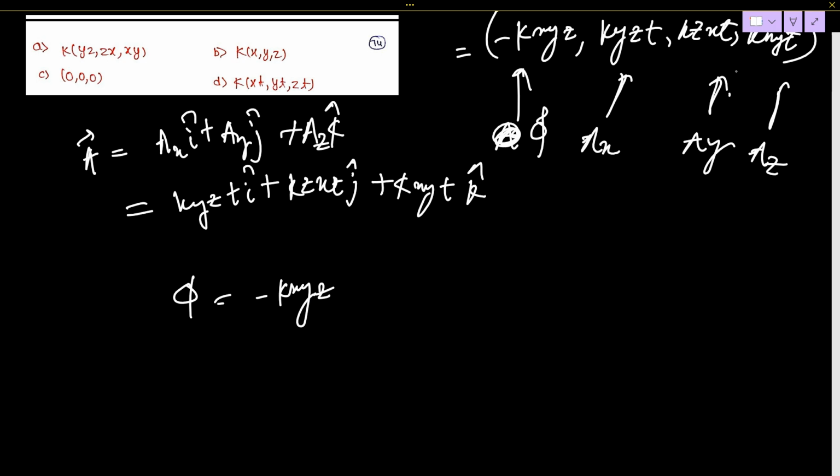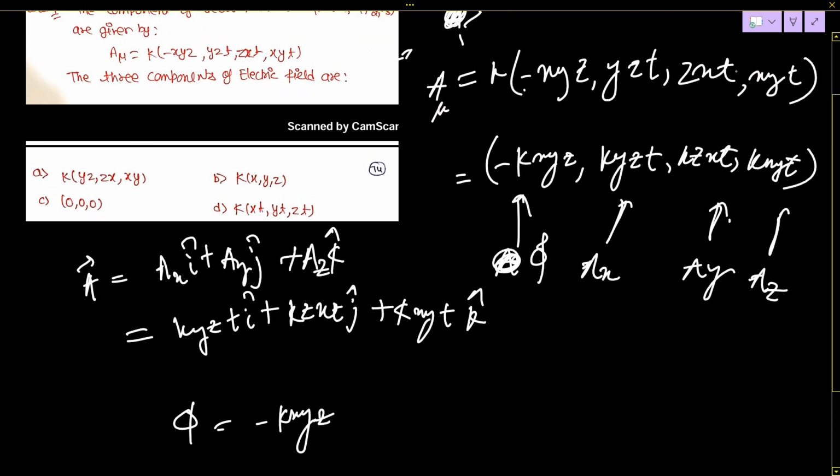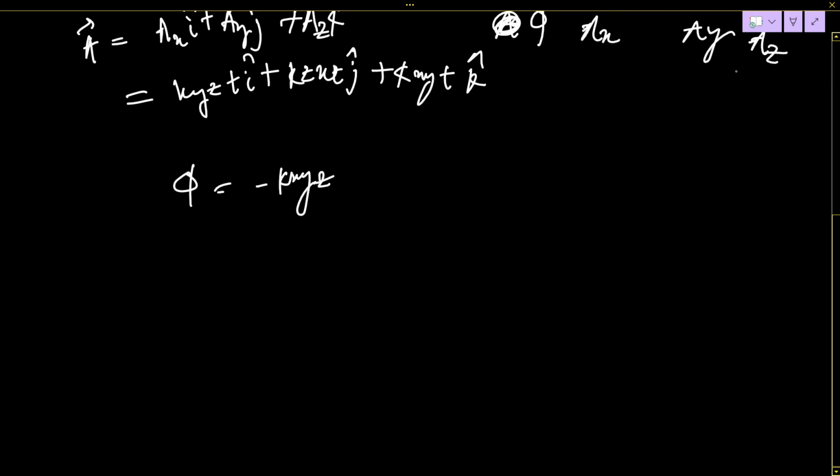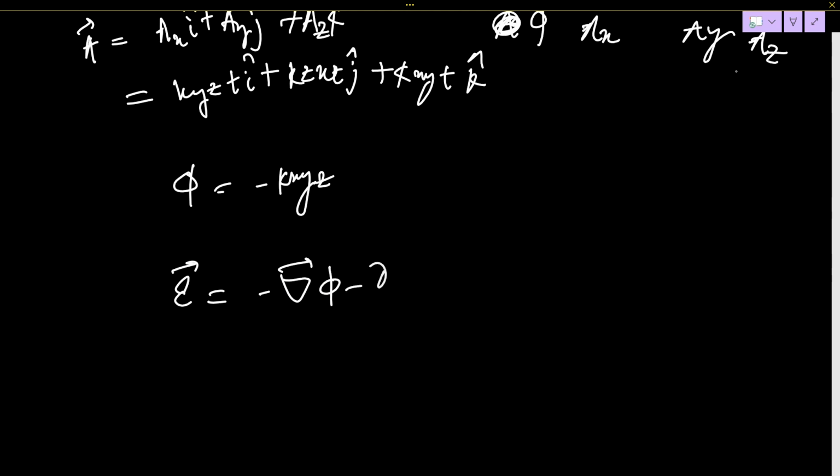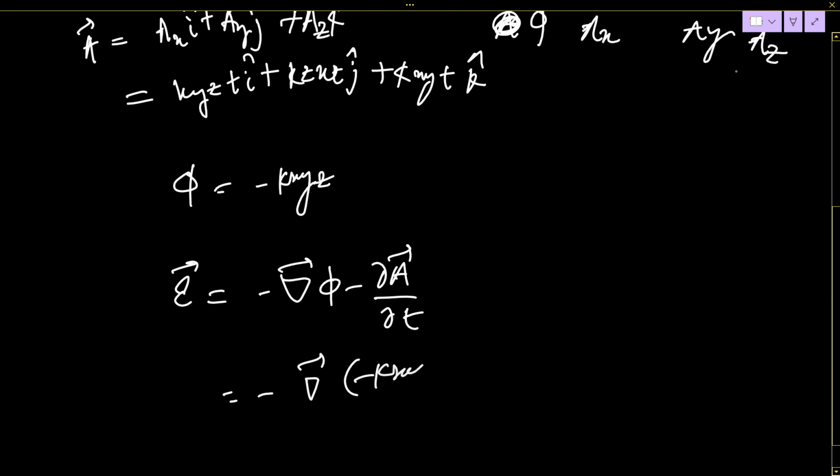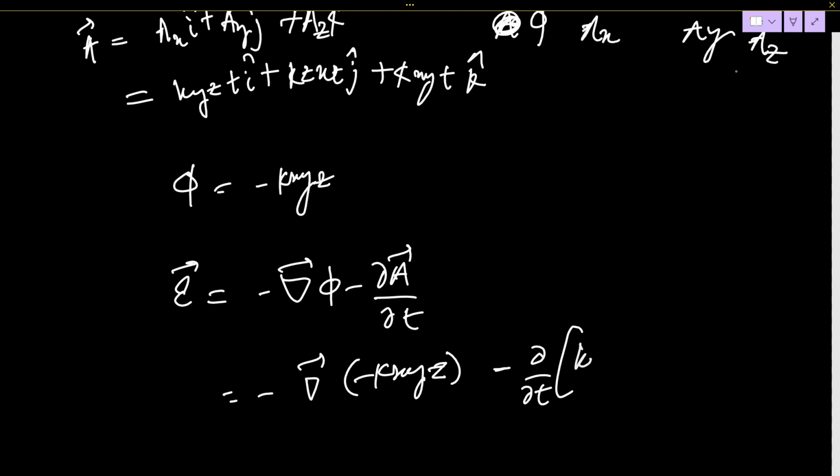Okay. So what is the question? Read the question. The three components of electric field are. So electric field is asked. Electric field, again we will put the same formula, isn't it? We have everything. So minus of del of minus kxyz minus del by del t of what? These ones, right?